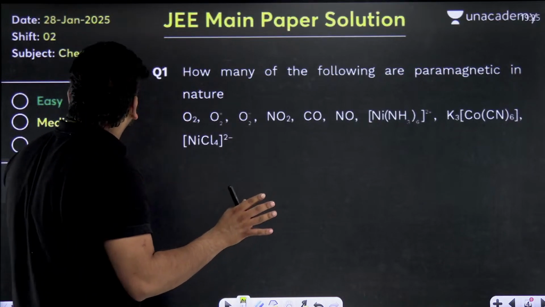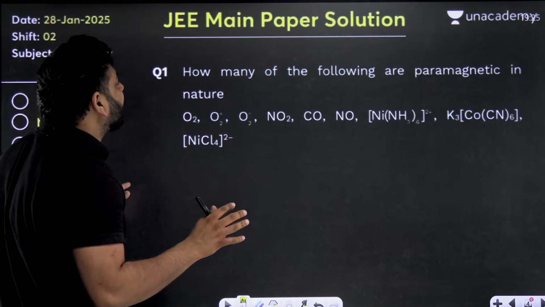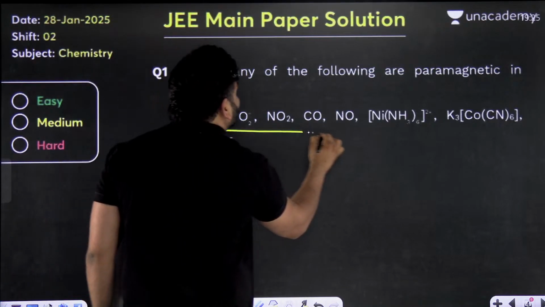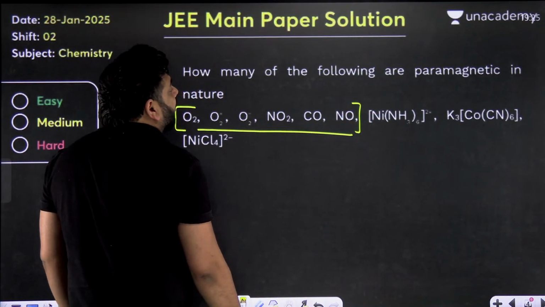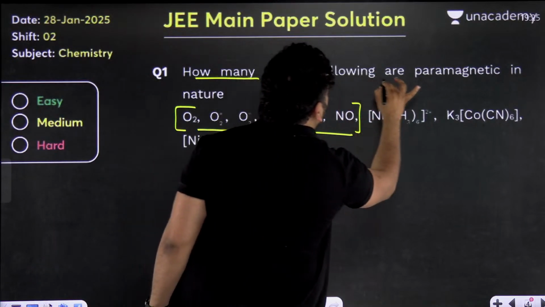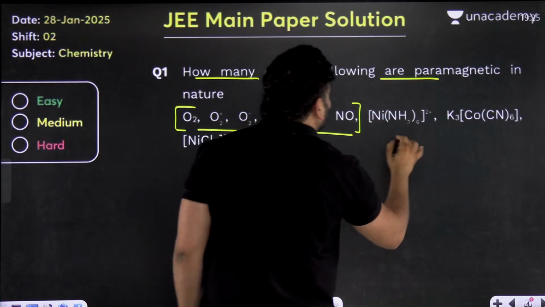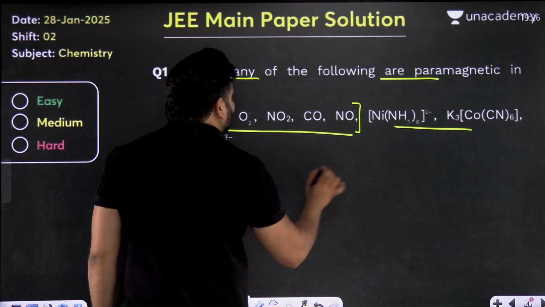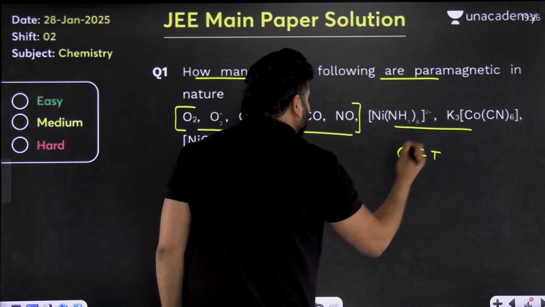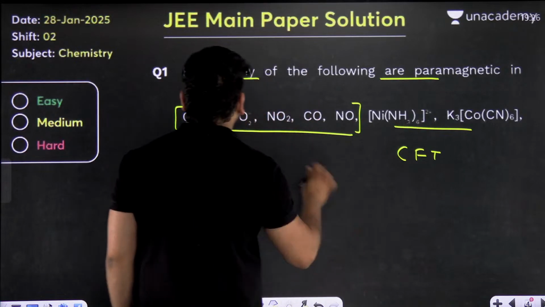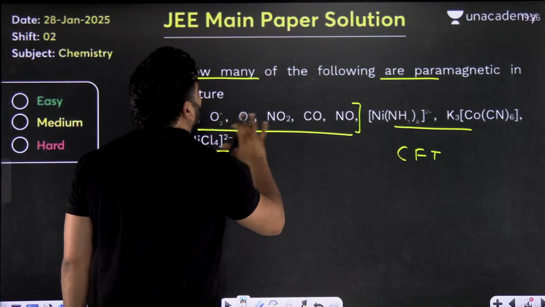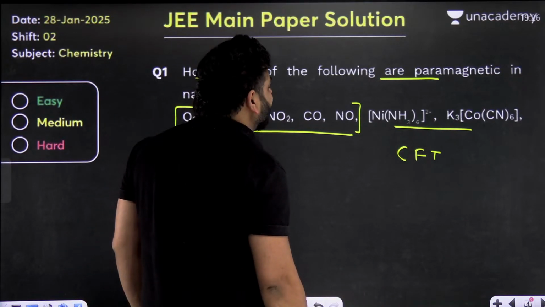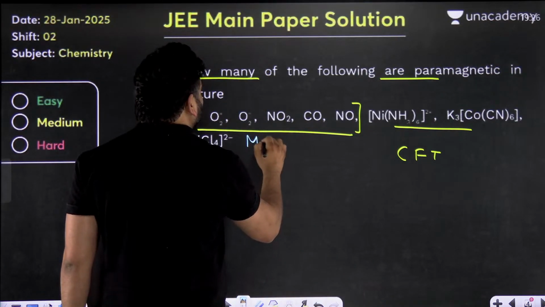For the very first time, this question has come from MOT, molecular orbital theory, and some of these species will be dealt with using molecular orbital theory. What has been asked is how many paramagnetic species are there. The remaining three will be decided by crystal field theory. The magnetic behavior of all these molecules and ions will be decided using molecular orbital theory.